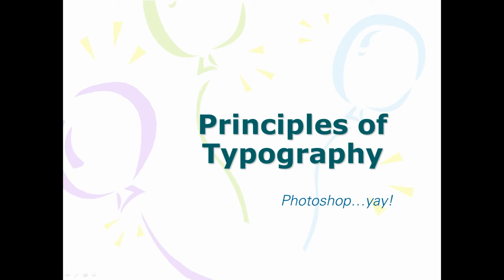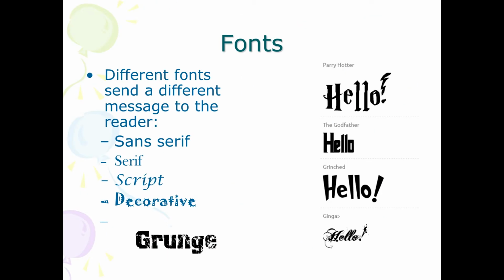Alright, this is going to be the short version of the Principles of Typography lecture for Photoshop, going over the different types of fonts. So I'm going to do this quickly and try to zip through this. There are various types of fonts, and each font sends a different message based on the way that it appears. You can see on here, for instance, this Perry Hotter font has a very different look than, say, The Godfather or Grinched or this other one down here.